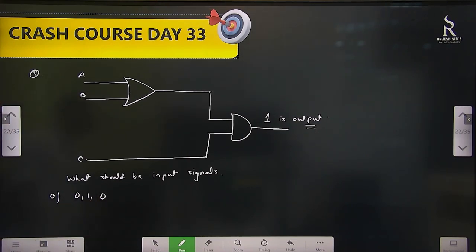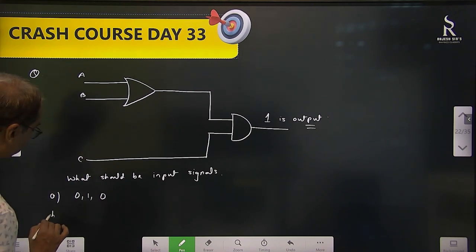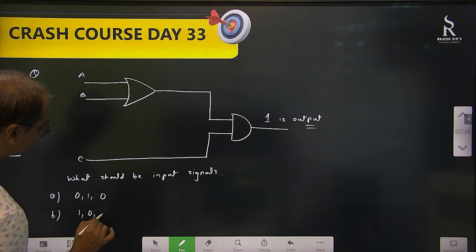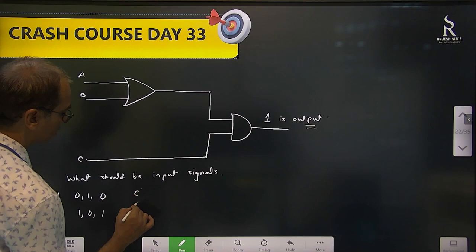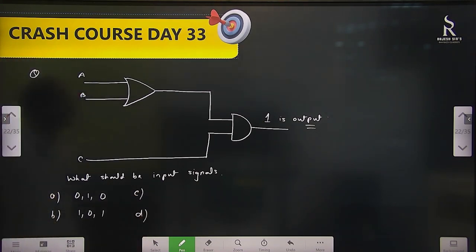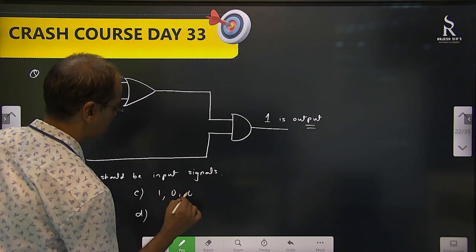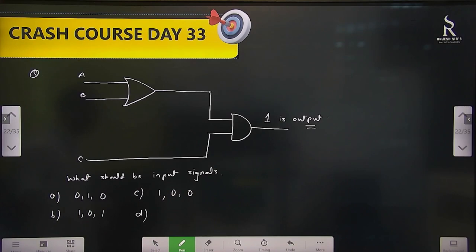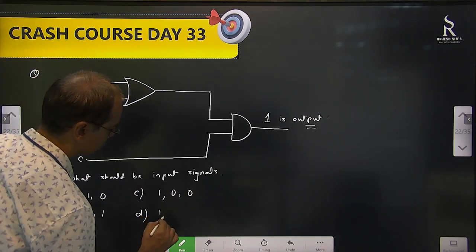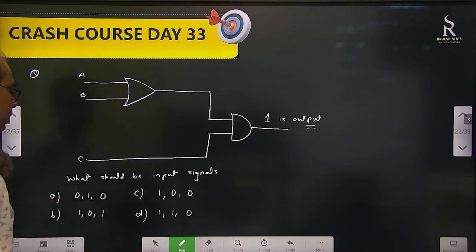Okay. 0, 1, 0 we can make. 1, 0, 1 we can make. C option and D option. Then C option we can make 1, 0, 0. And D option we can make 1, 1, 0. Okay. So out of that, which signal will give us 1 as output?